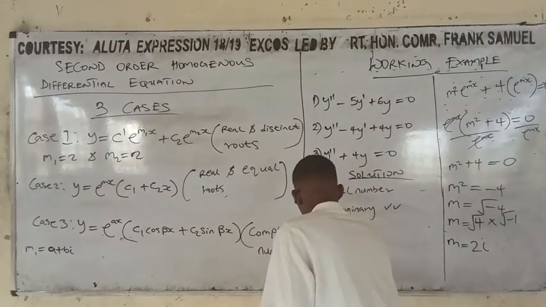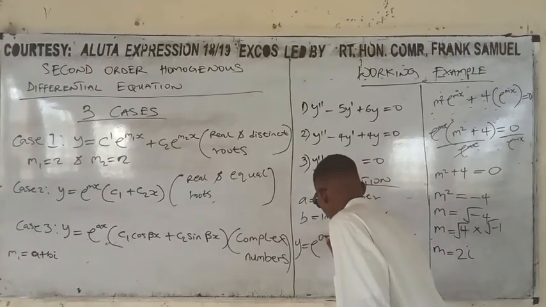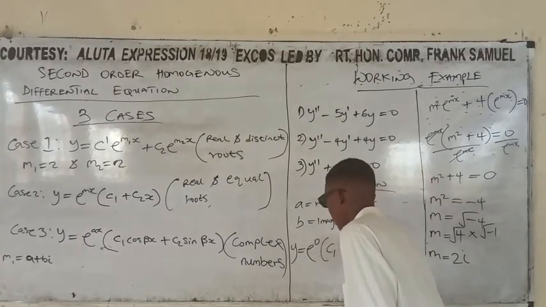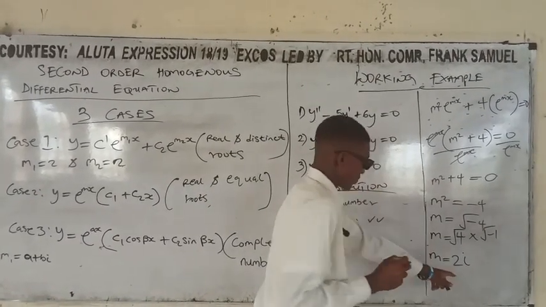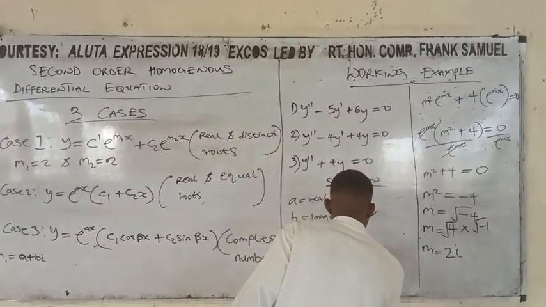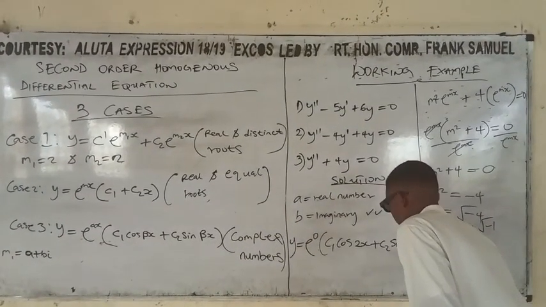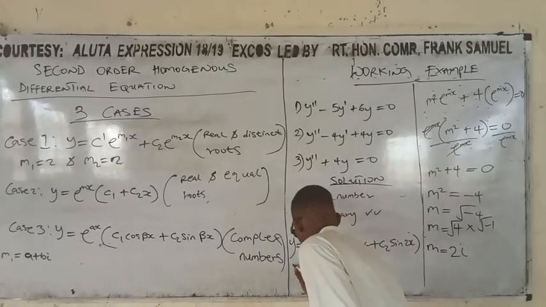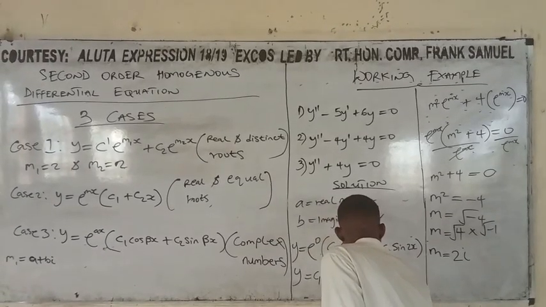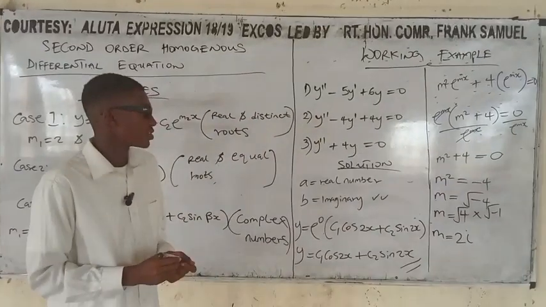Putting it, we have y equals to exponent, since there's no real number here, a is 0, so 0 times x is obviously 0, so exponent 0 bracket c1 cos, b is 2 because it's the imaginary part, so c1 cos 2x plus c2 sin 2x. Exponent 0 is what? 1. So therefore our final answer is y equals to c1 cos 2x plus c2 sin 2x. We are done with question 3.